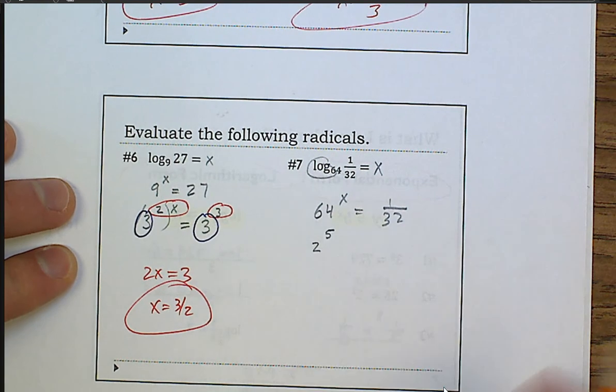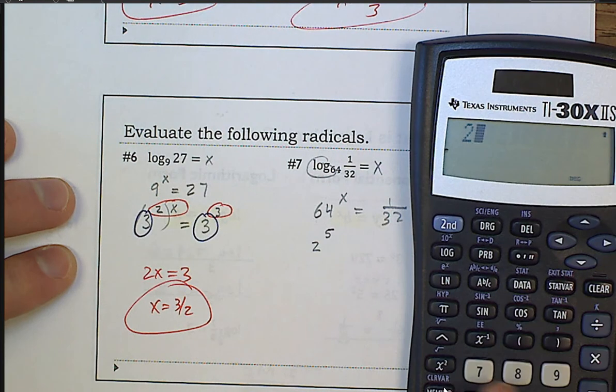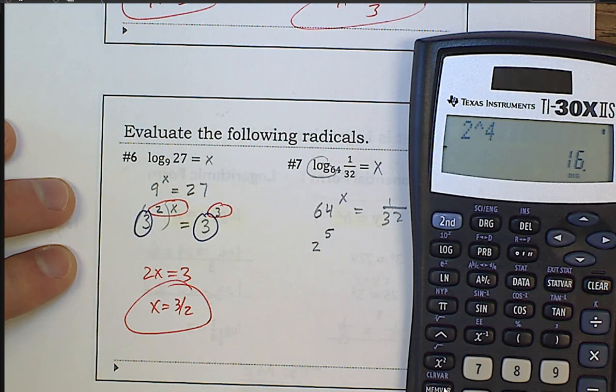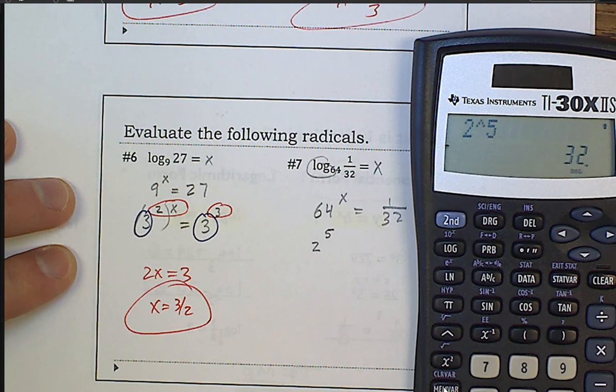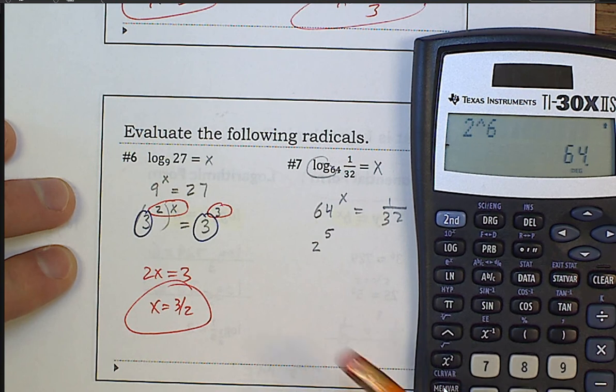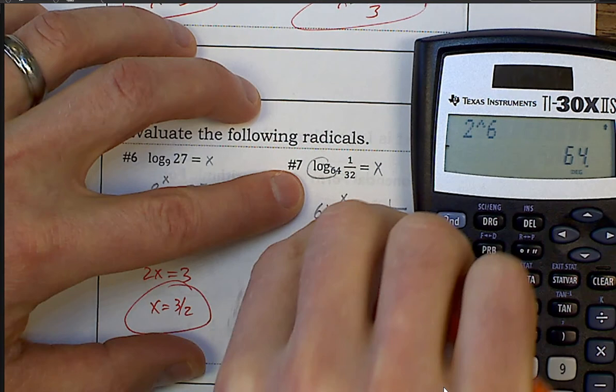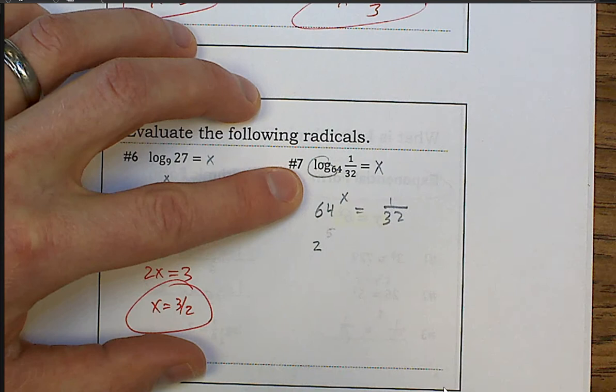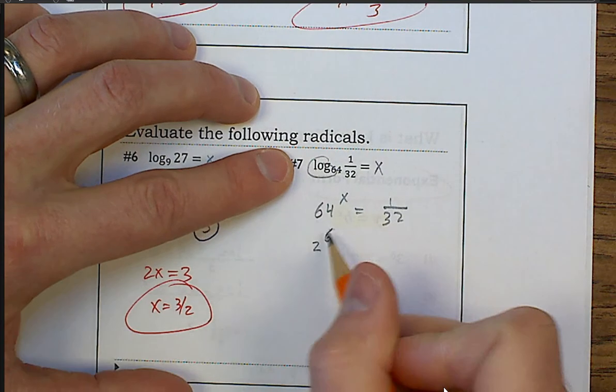Okay? You can just try stuff. 2 raised to the 4th, 16. All right? 2 raised to the 5th is 32. Sorry, it's not 2 to the 5th. I was even wrong. 2 raised to the 6th, 64. So look at that. That's why you got to do some trial and error sometimes. So 2 to the 6th power is 64, to the x.